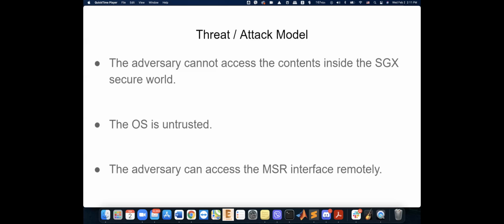It's a standard Intel SGX adversary model where the attacker has full control over all of the software running outside of the enclave, including privileged system software such as the operating system and the BIOS. The adversary can't access the contents inside the SGX secure world, and the OS isn't trusted, but the adversary can access the MSR interface remotely, which is crucial for these attacks. Since only software accessible interfaces are exploited, attacks can be mounted without physical access to the target machine.